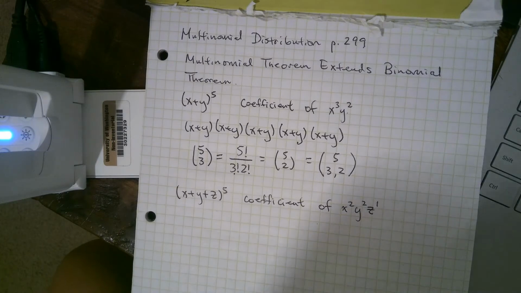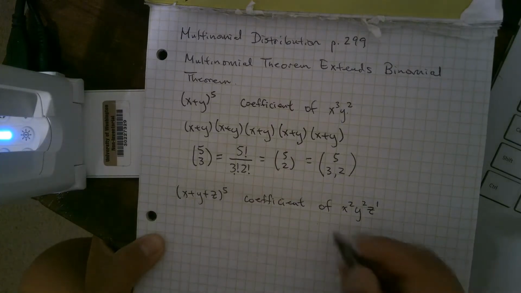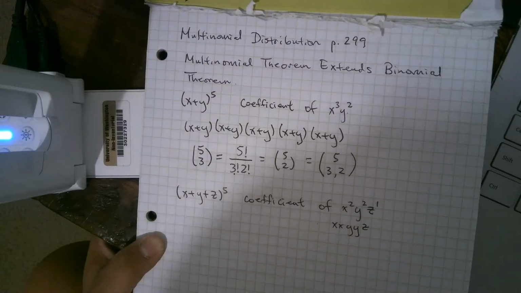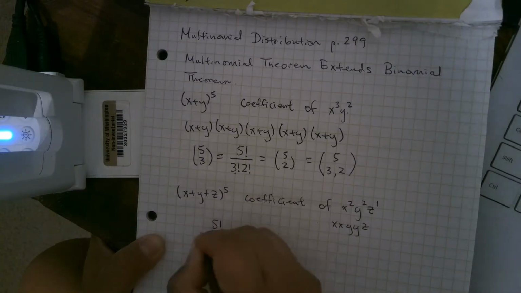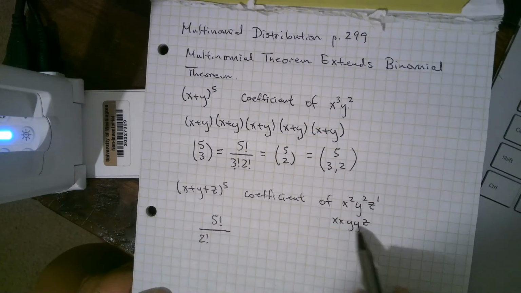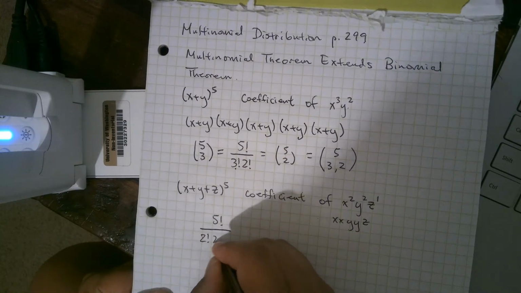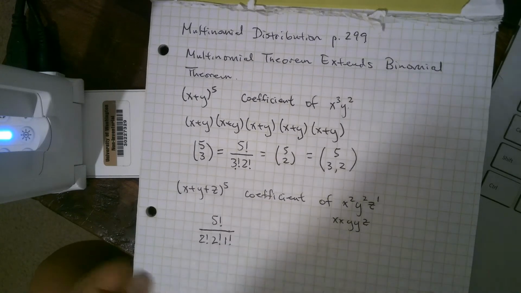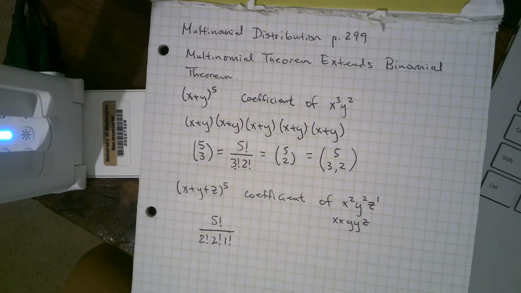Okay, well, same principle, right? You have 2 x's, 2 y's, and a z. You want to rearrange them, so 5 factorial, but you don't want to allow the x's to be rearranged, so divide out by 2 factorial. Don't want to allow the y's to be rearranged. Divide out by another 2 factorial. The z is kind of trivial, but we'll keep that 1 factorial there.